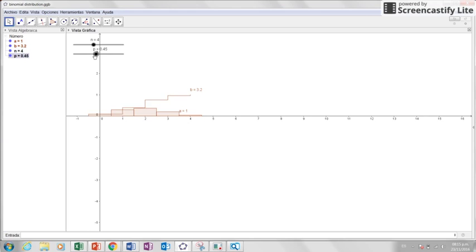Now, if the probability increases, both graphs tend to go to the right without extending themselves. And if the probability decreases, they tend to go to the left. So we see that it's very simple. If attempts or probability increases, graphs go to the right, and if it decreases, they go to the left. So that's basically the behavior of a binomial distribution function graph.